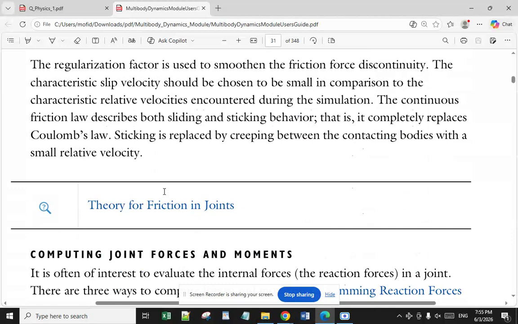The regularization factor is not a retardation factor. The regularization factor is used to smooth the friction force discontinuity. The characteristic slip velocity should be chosen to be small in comparison to the characteristic relative velocity encountered during the simulation. The continuous friction law describes both sliding and sticking behavior. That is, it completely replaces Coulomb's law. Sticking is replaced by creeping between the contacting bodies with a small relative velocity.